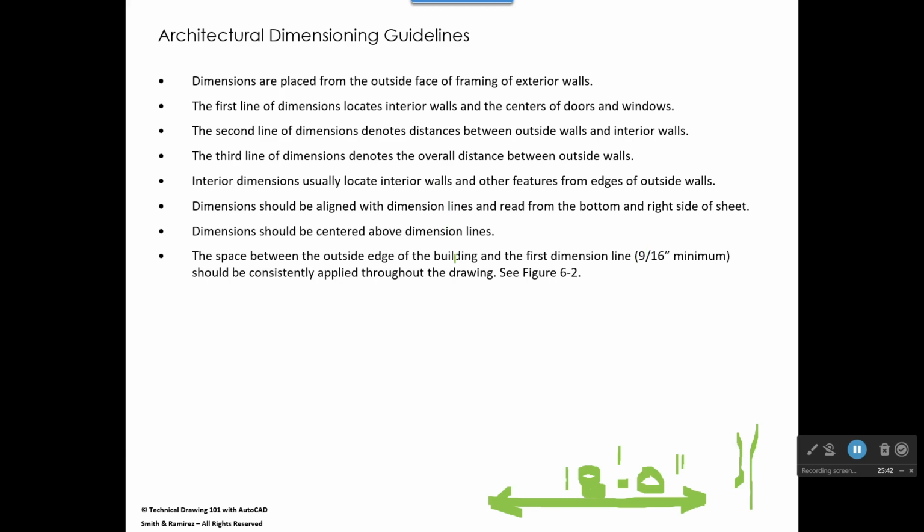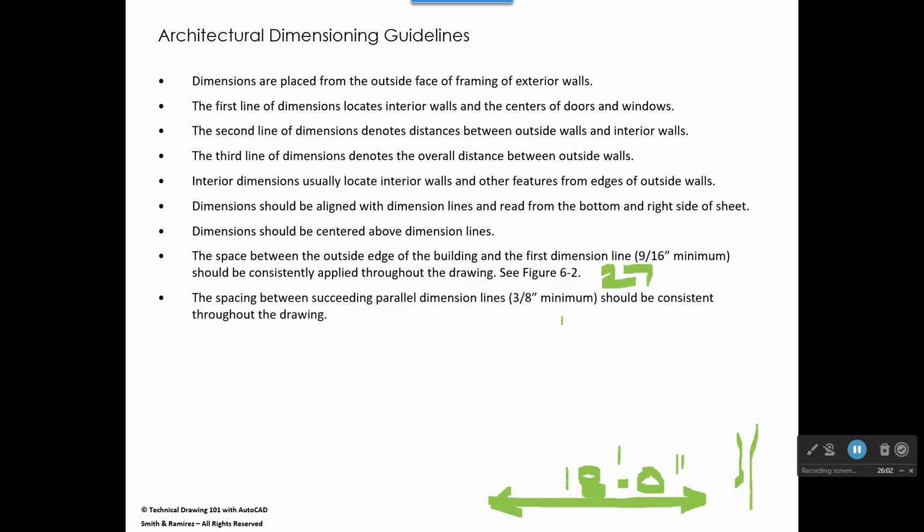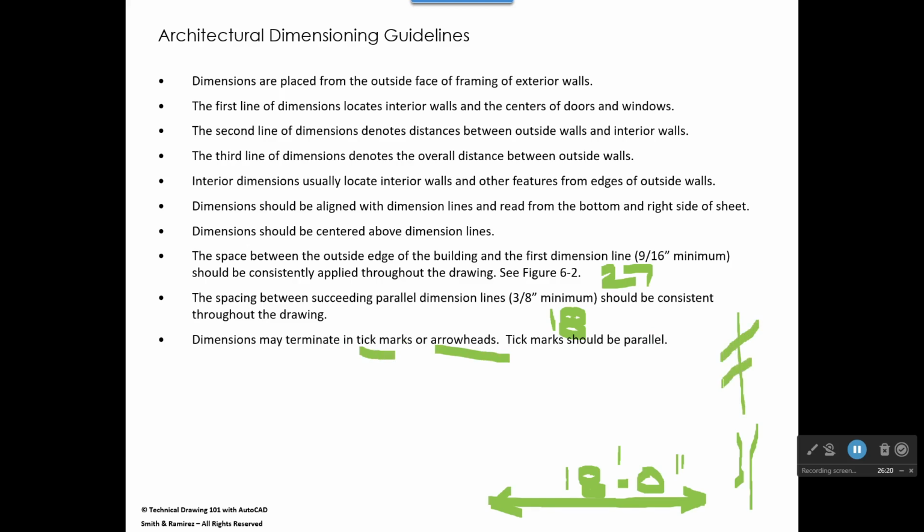The space between the outside edge of the building and the first dimension line is 9/16 minimum, and should be consistently applied throughout the drawing. So on each side of your building, you should use consistent spacing. The spacing between succeeding parallel dimension lines is 3/8 minimum, and remember we said this would be 27 inches in model space and this would be 18 inches in model space, and it should be consistent throughout the drawing. All your dimensions should be consistent. Dimensions may terminate in tick marks or arrowheads, and tick marks should be parallel, which means if they're running this way, you wouldn't have a tick mark that comes through and runs like that.